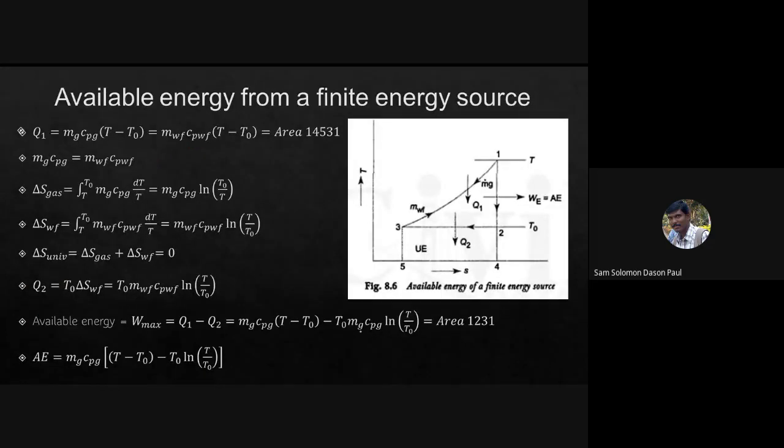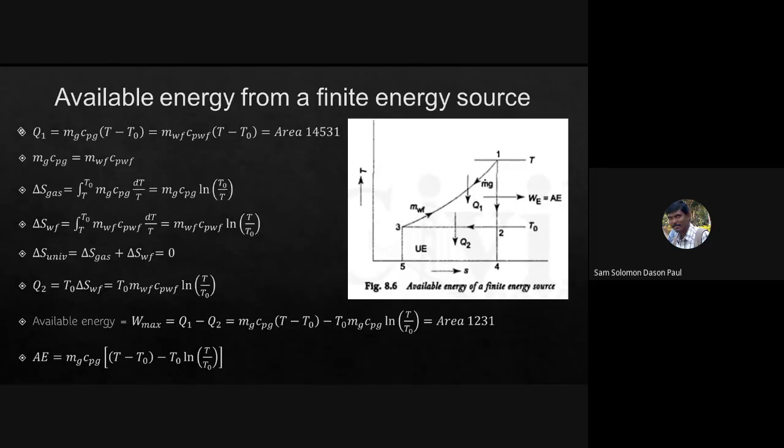Then the next one is available energy from a finite energy source. Okay, so from a finite energy source. So now you have a TS diagram. So what you have here is, okay, this is like a heat exchanger. A heat exchange takes place here. You look at the process 1 2, process 1 3. If you look at process 1 3, you see that there is a gas. M dot G is a gas. It is moving in downward direction, or I would say it is actually moving from 1 to 3.